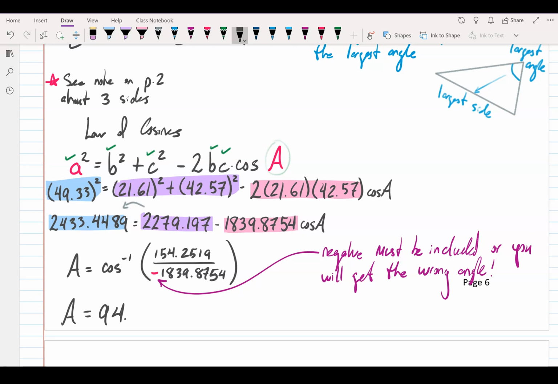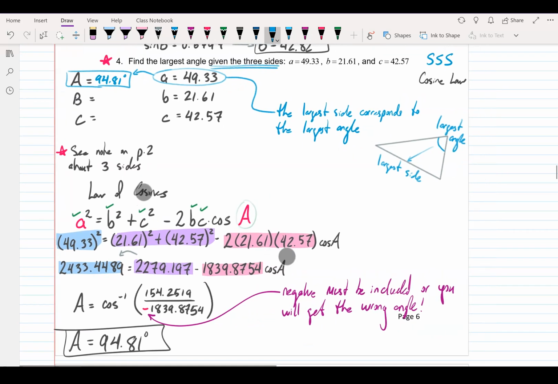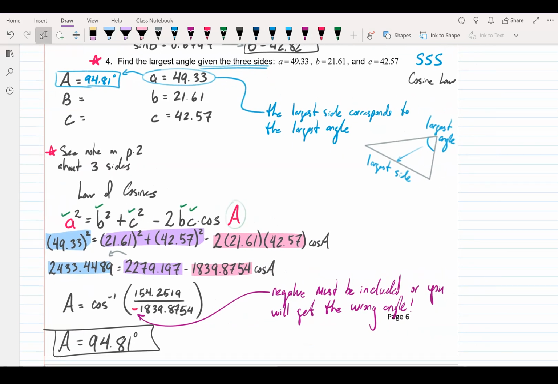And this should give you 94.81 degrees, which is the answer I was looking for, or at least the piece of information I was looking for. So long story short, this gave us 3 sides. If we're given 3 sides, use the cosine law to find the largest angle. That's the first thing you do, and then if you need to do more after, well, that's where you start. So hopefully that's fairly clear.